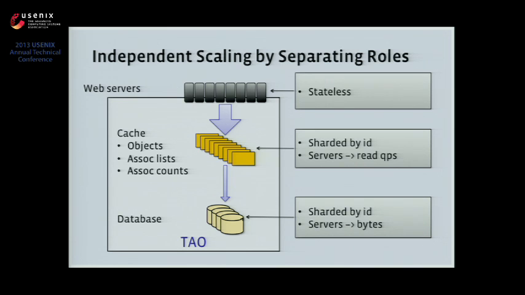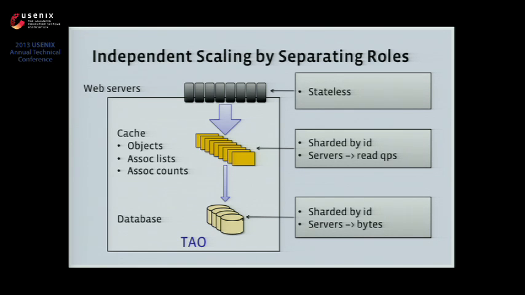pieces that can be sized and scaled independently. So we have the web servers at the top, which are stateless. They're the most common type. We have more of those than we do of the lower levels. We have a cache layer, which is where we actually store all the objects and association lists. This is sharded by the ID, so every particular object or association list lives on a single cache box. And then we have a database at the bottom that's also sharded. The database is MySQL.